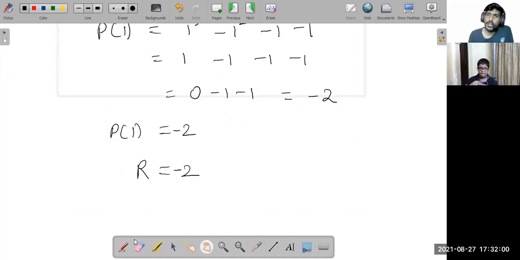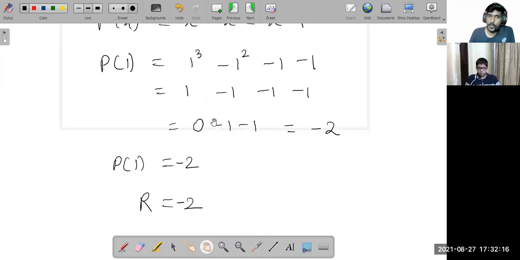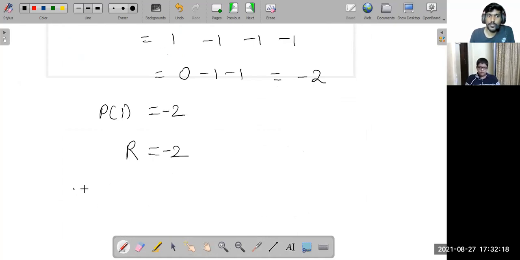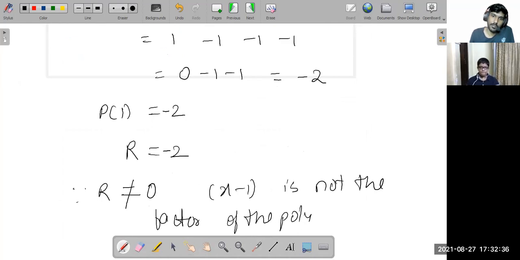Now, since the remainder is -2, can you say that x minus 1 is a factor of this polynomial? No, you cannot. For it to be a factor, the remainder has to be 0. So since the remainder is not equal to 0, x minus 1 is not a factor of the polynomial p(x).